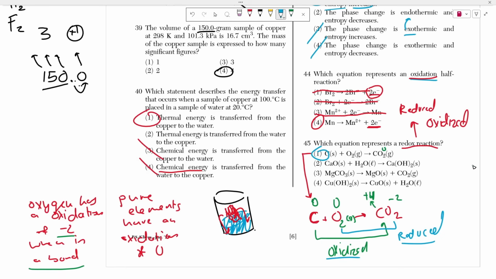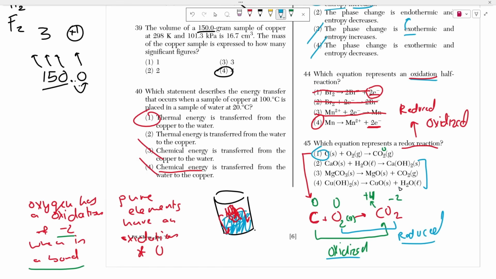Now, this is a lot of work. That's because I'm explaining it step by step. All you need to know here is that pure elements that just occur naturally will have an oxidation state of 0. Oxygen will always have an oxidation state of -2. Assign these numbers to each one of these choices and literally see whether or not there's a change in the oxidation states or not.